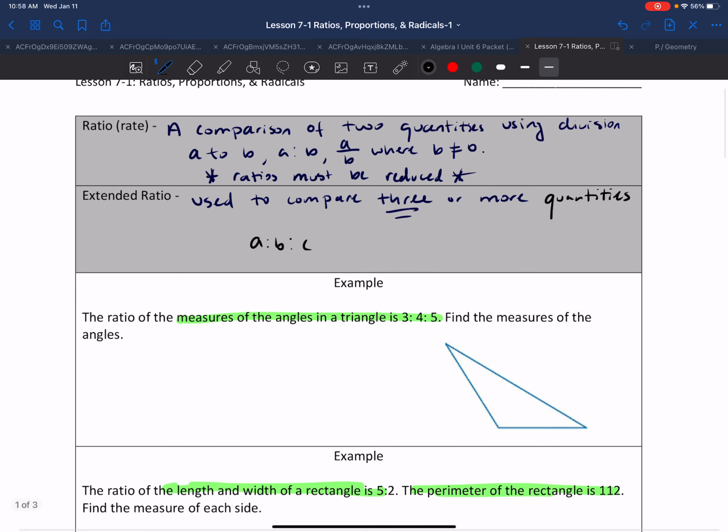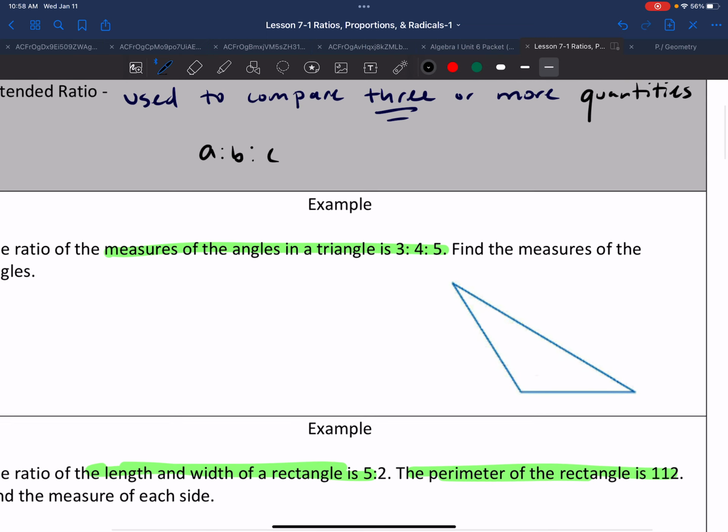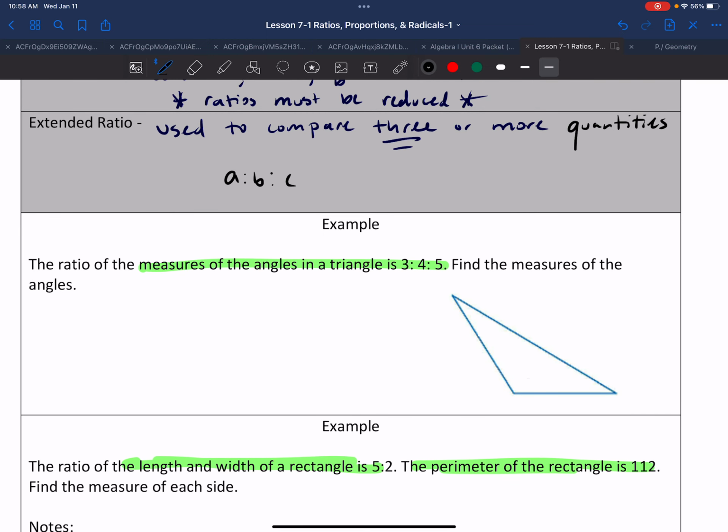Here I have an example. The ratio of the measures of the angles in a triangle is 3 to 4 to 5. Find the measures of the angles. Okay, so I have a triangle over here, and I'm going to go ahead and put 3, 4, and 5, okay?